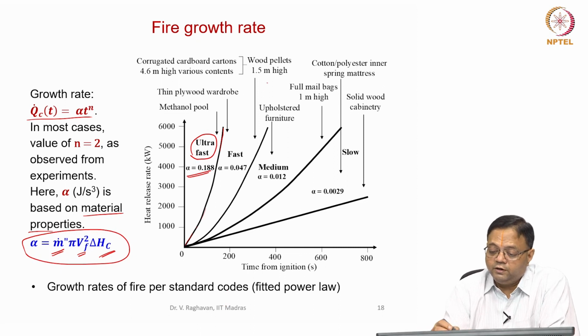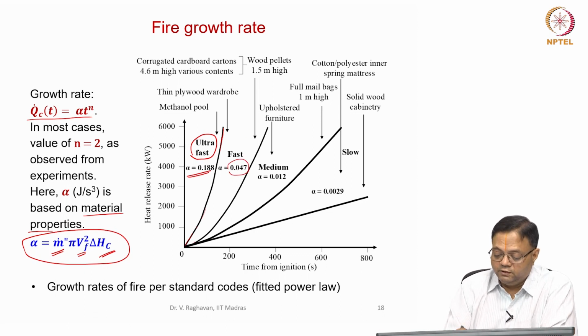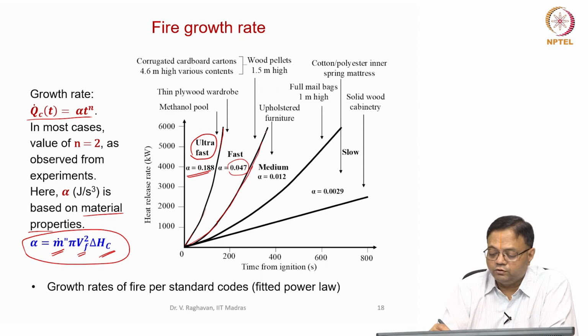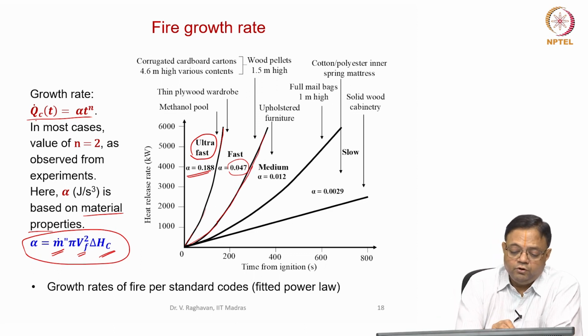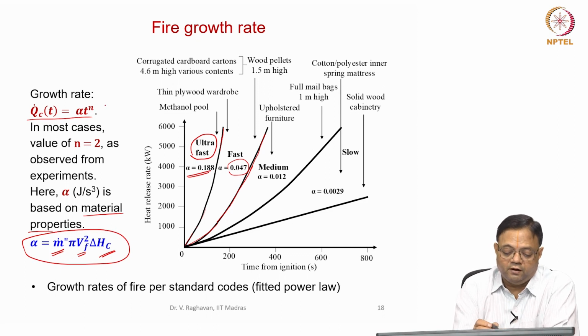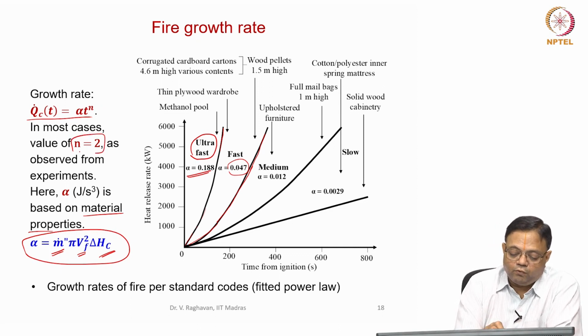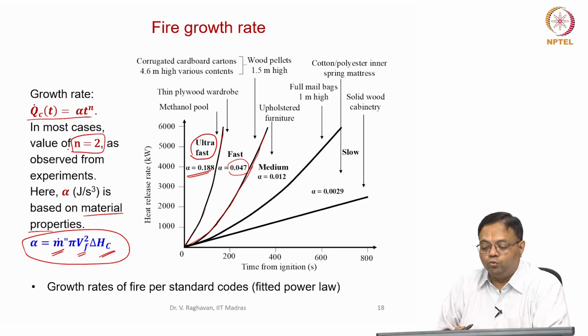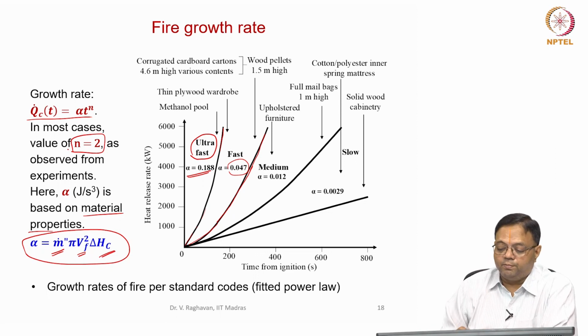Then take wood pellets, etc. The alpha value will be about 0.05. This is categorized as fast. The heat release rate goes up. So, it is a non-linear variation because Q dot C will be equal to alpha times T power n. Usually, people have found that n is close to 2, and alpha depends on material properties.